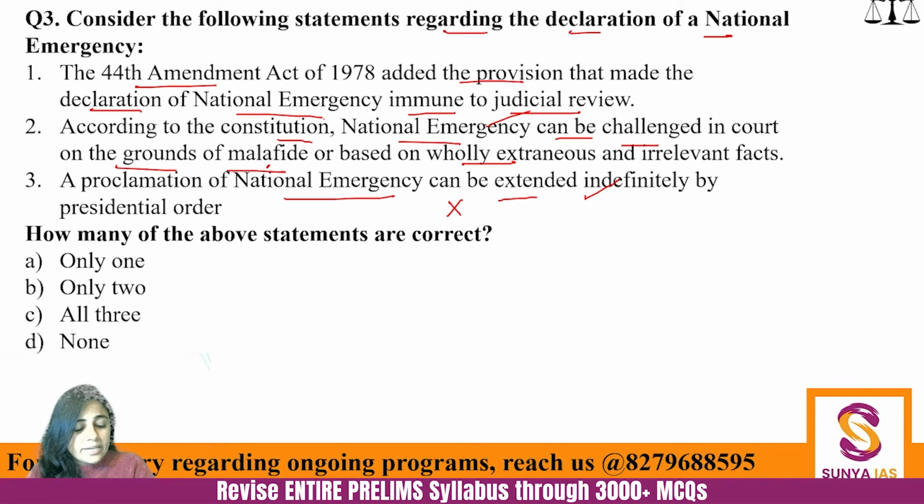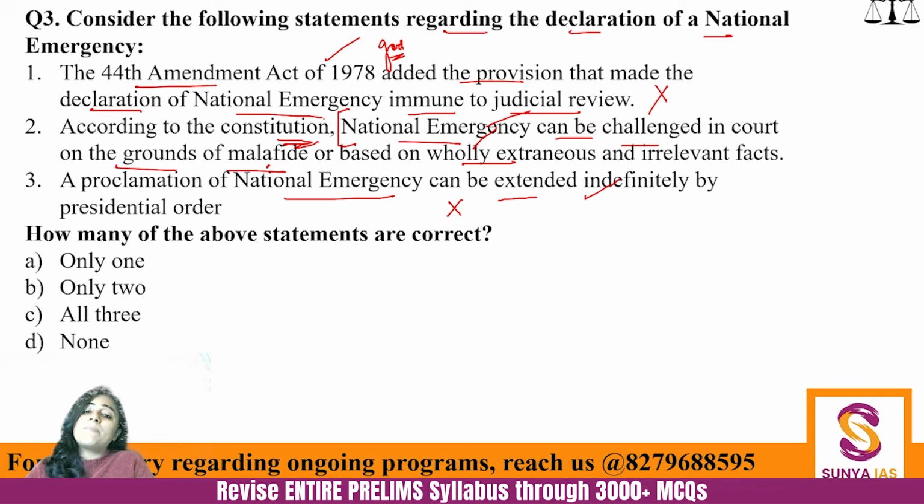Okay, it can be extended only 1 year at a time. So this one is incorrect. Then go for the first statement. We all know that the 44th constitutional amendment is a good amendment. Why would it make the national emergency immune to judicial review? It will bring it back under judicial review, right? So this again becomes incorrect. According to the constitution, this statement is incorrect.